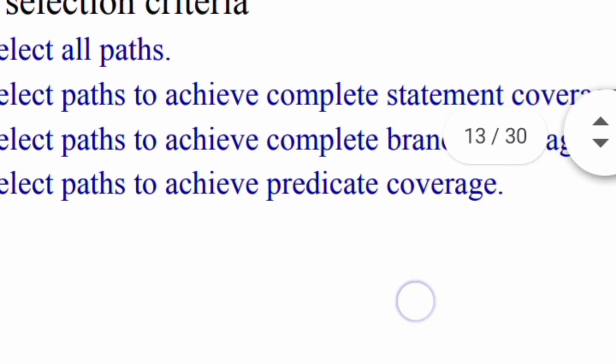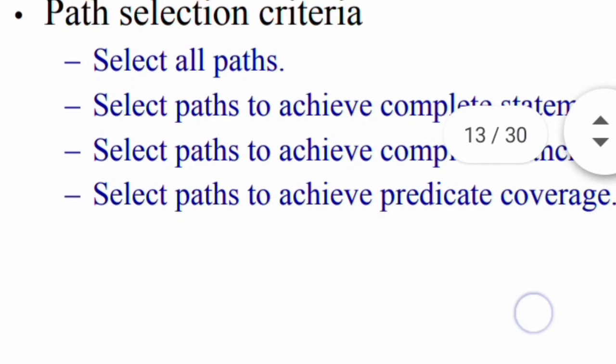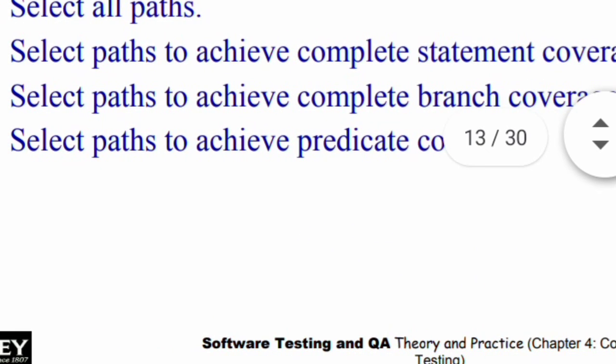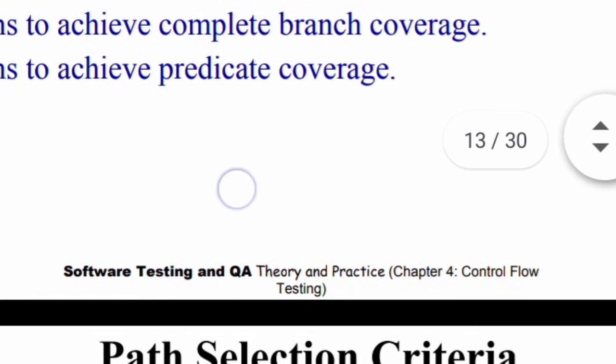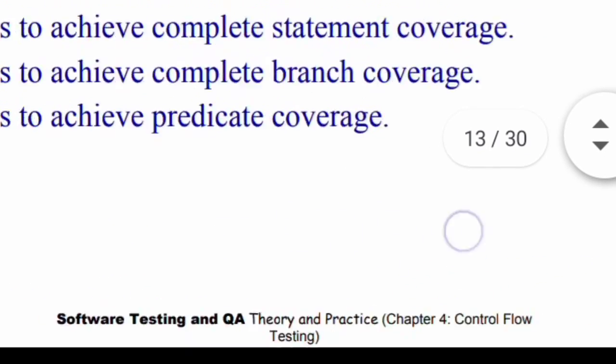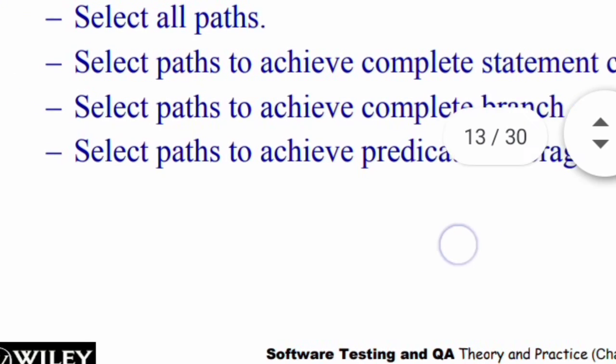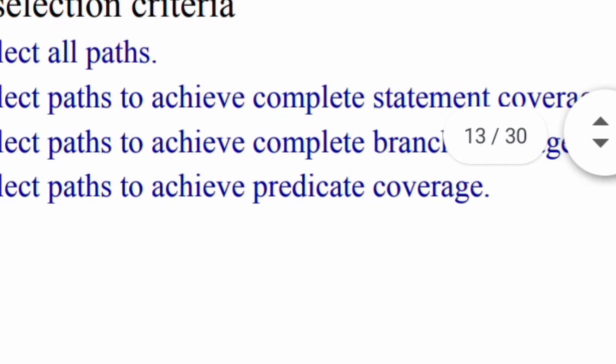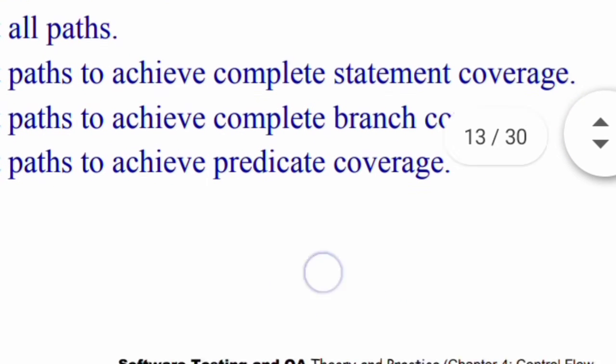Advantages of selecting paths based on defined criteria: ensure that all program constructs are executed at least once. Every program construct is executed at least once, you make sure. Repeated selection of the same path is avoided. One can easily identify what features have been tested and what not. So the three points you remember: all program constructs executed at least once, repeated selection of the same path avoided, and one can easily identify what features have been tested and what not tested.